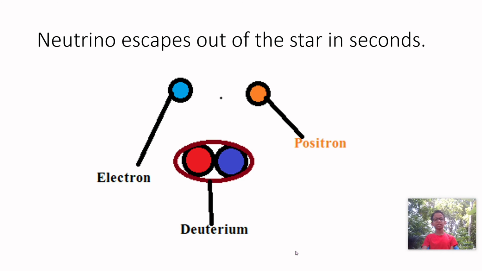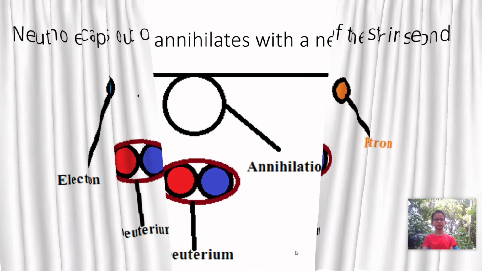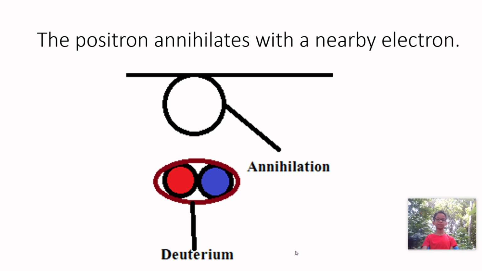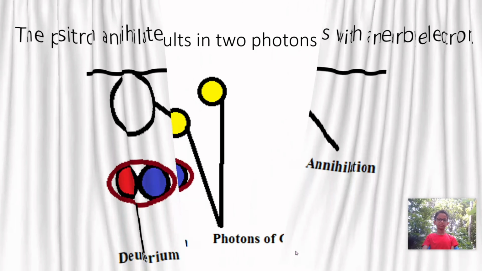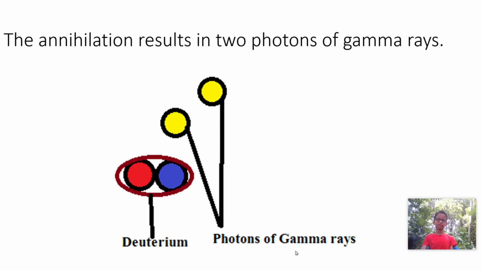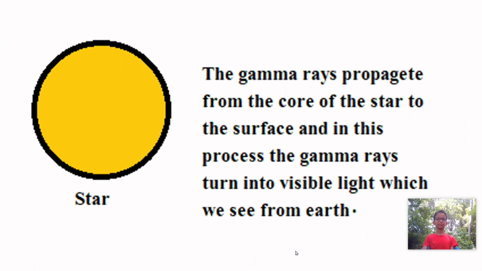The positron encounters a nearby electron. The positron annihilates with the electron. The annihilation results in two photons of gamma rays. The gamma rays propagate from the core of the star to the surface, and in this process, the gamma rays turn into visible light, which we see from Earth.